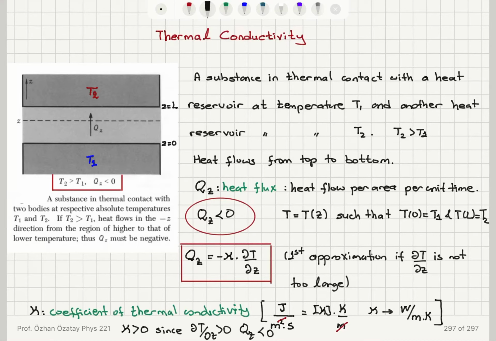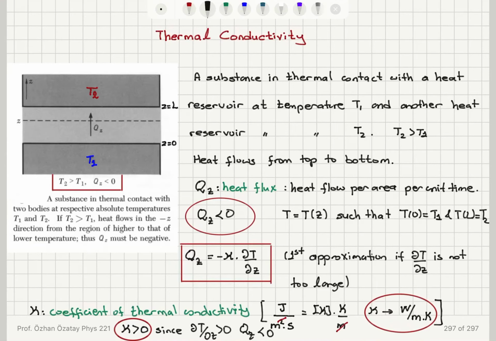So in agreement with the second law of thermodynamics, we have the heat flux negative for a positive temperature gradient, and therefore the coefficient of thermal conductivity is always positive. So we have found the unit of thermal conductivity, and we have found that it always should be positive, because that's the way it was introduced in this equation that relates the heat flux to the temperature gradient.